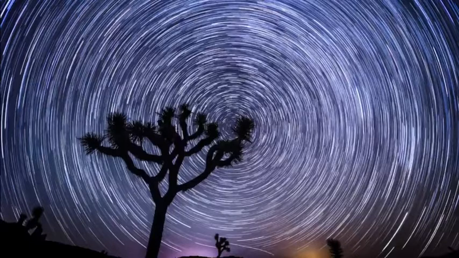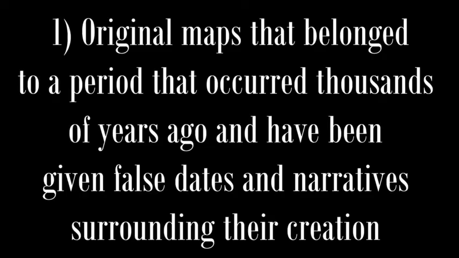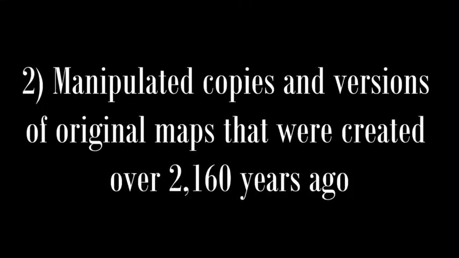This brilliant lady's flat fact leaves us with the following conclusions. The maps, all of them, Mercator and so on, are either 1. Original maps that belong to a period that occurred thousands of years ago and have been given false dates and narratives surrounding their creation. 2. Manipulated copies and versions of original maps that were created over 2,160 years ago. Or 3.